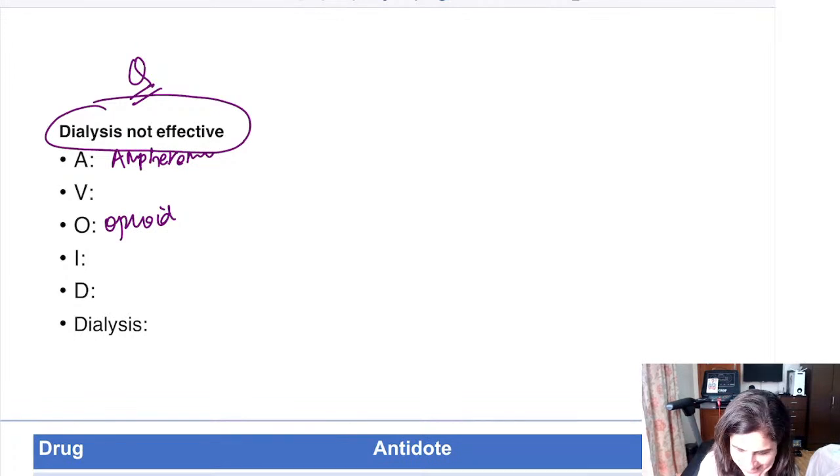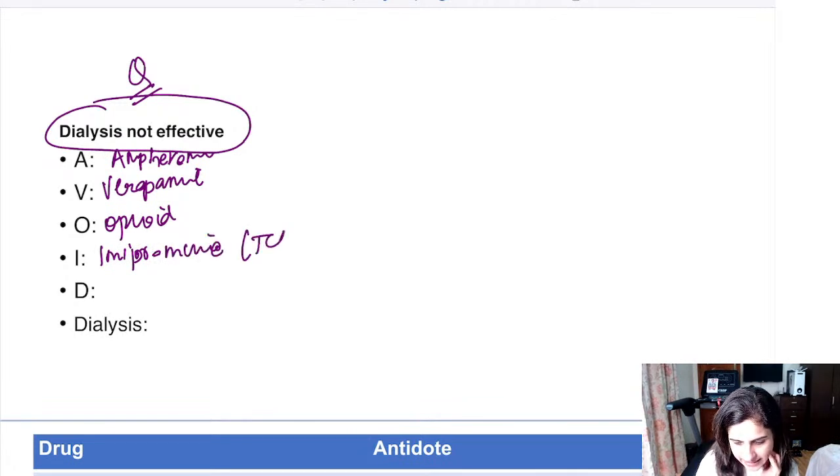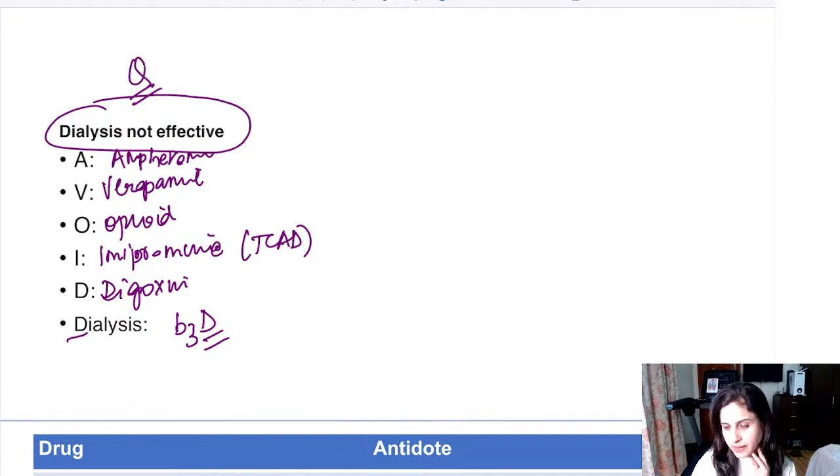V, can you make out? No, not vancomycin. V is for verapamil. So amphetamines, verapamil, opioids. I is for imipramine, a tricyclic antidepressant. D is for digoxin. Another D, you remember benzodiazepines, or diazepam. So these are the drugs where dialysis is not effective.